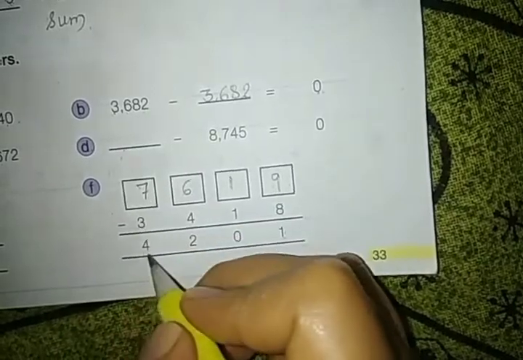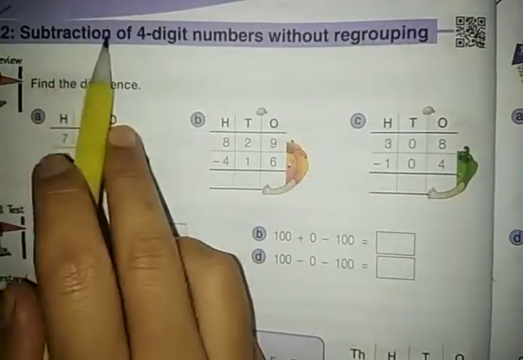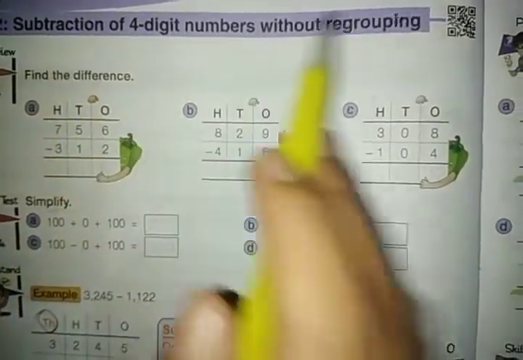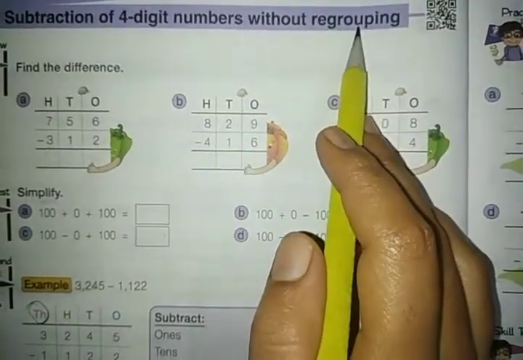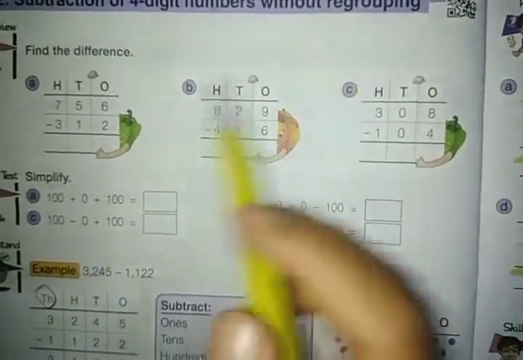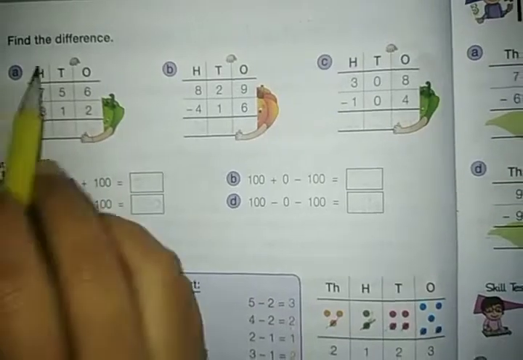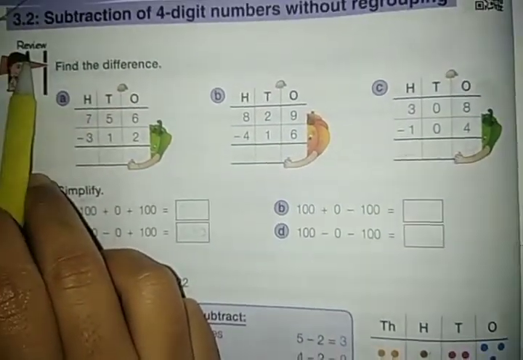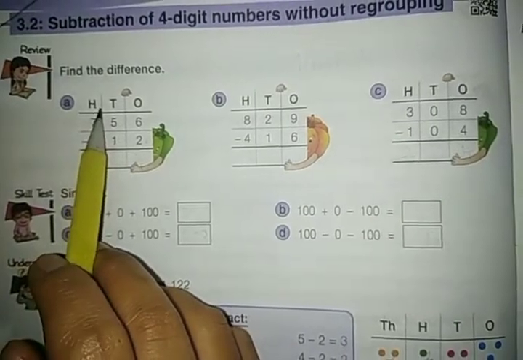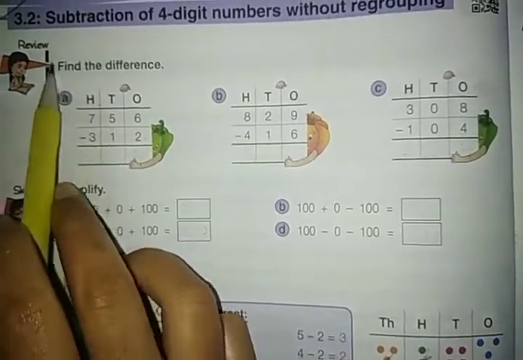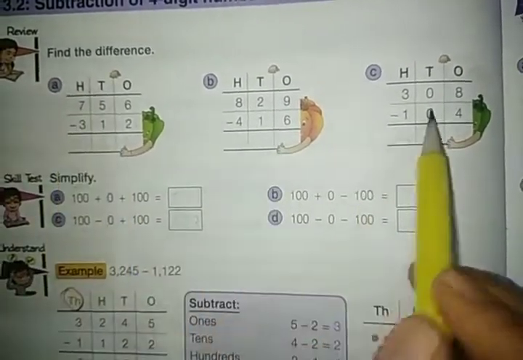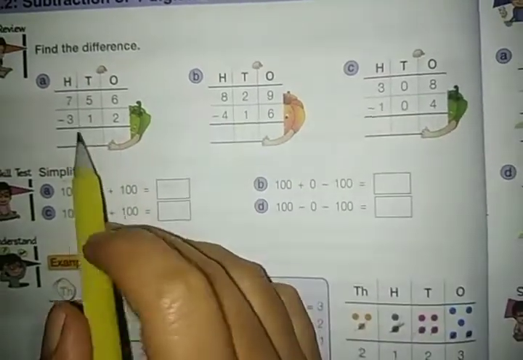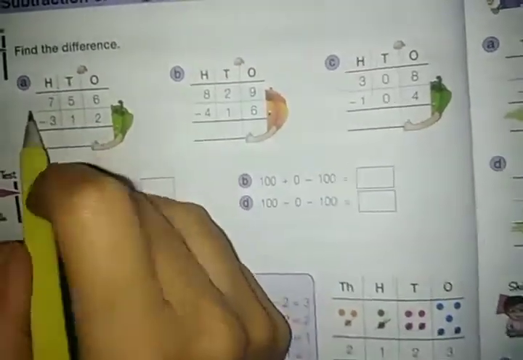7 minus 3 is 4. Now we will see the subtraction of 4-digit numbers without regrouping. First one is find the difference. Review they have given. Review means what you learnt last year, that is in 3rd standard. They have given the review, the 3-digit numbers. Okay, let's solve A1 now.